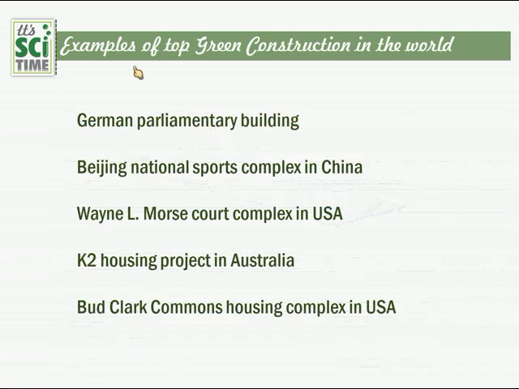Right, 5 examples relevant to the green constructions in the world. The German parliamentary building, Beijing National Sport Complex in China, Van Elmos Court Complex in USA, and K2 housing project in Australia, and Bud Clark Commons housing complex in USA. And these are the 5 examples which are given in your textbook as well.